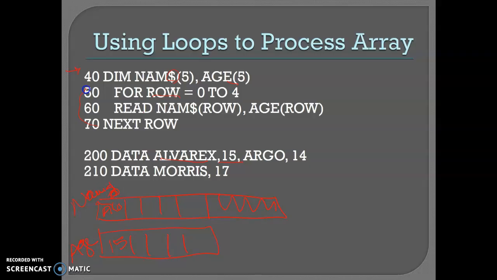It says next row, so it's going to go up, increment row to 1, and so this is going to change to a 1. So it's going to read Argo and assign it into the array named$ at 1, and 14 into array age at address 1. It's going to repeat that again, read Morris and 17 in.